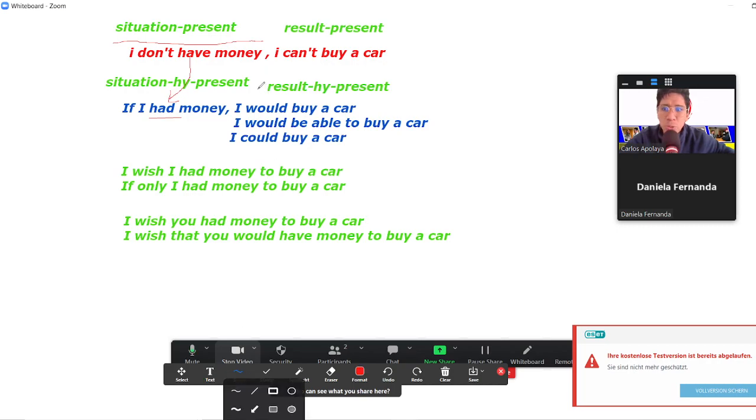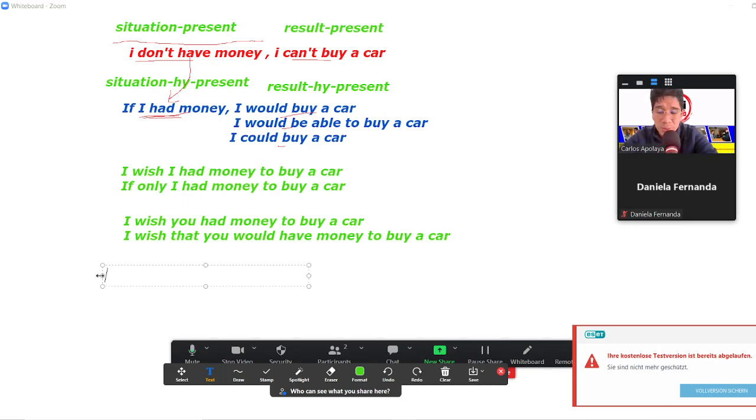Y del mismo modo, truco. ¿Te acuerdas que si acá está tu situación en negativo, en hipotético va a ser en afirmativo? Si está en negativo, aquí va a estar en afirmativo. Ok, ahora, a situation.